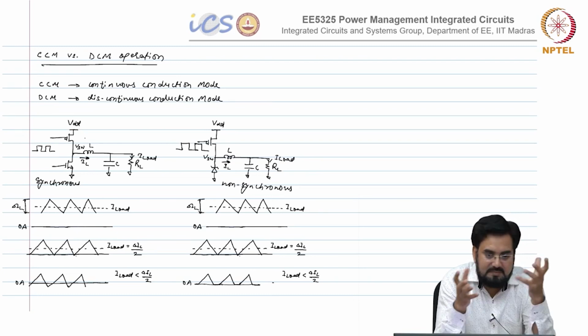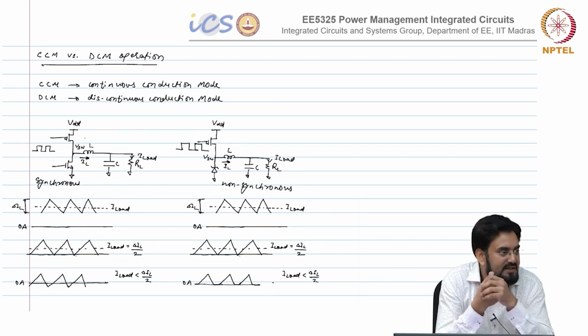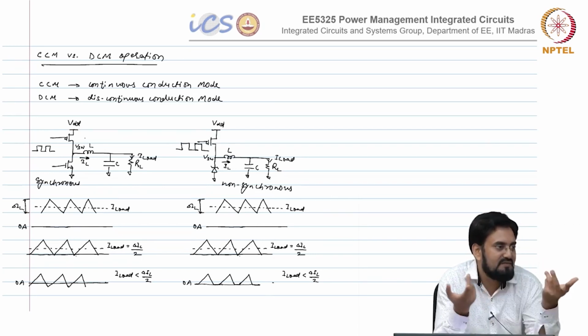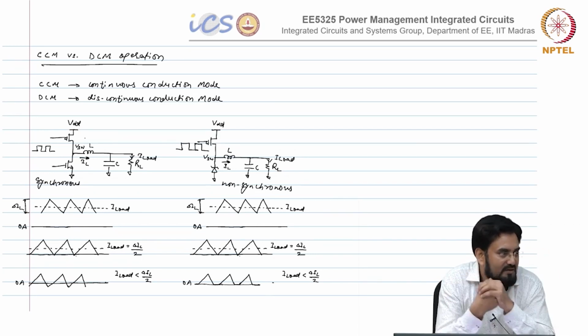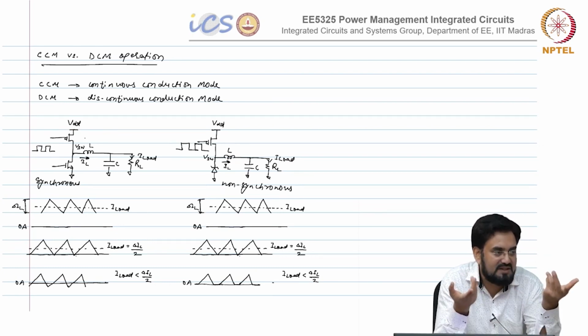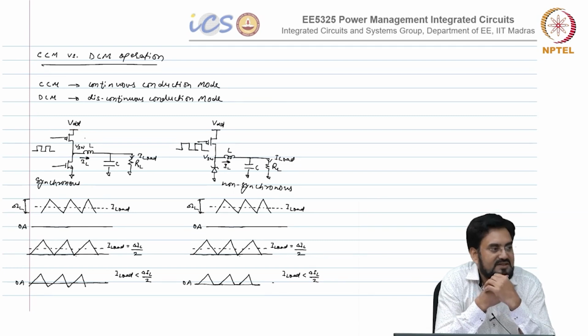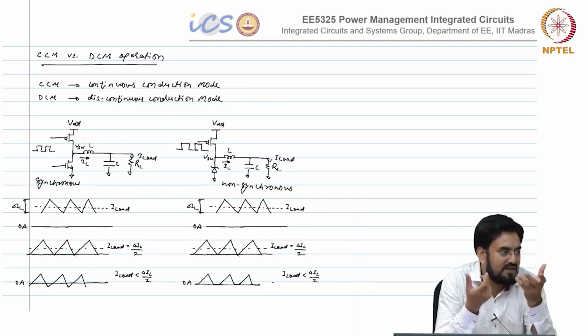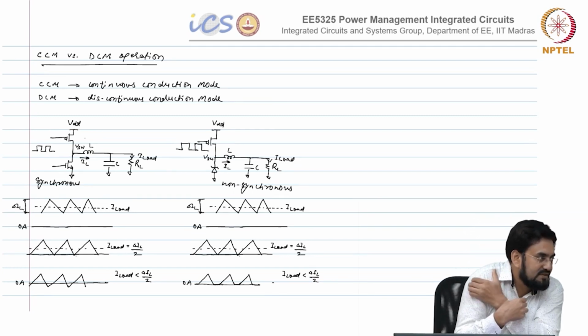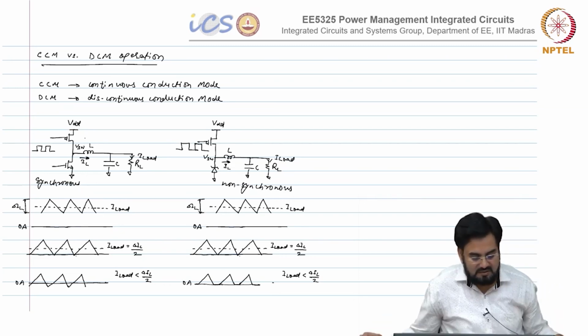And if your application cannot even afford anything below 1 megahertz, then you don't have any option. You just operate always in CCM. You don't go in DCM, and that will come at the cost of your efficiency. So there is a trade-off between noise or output ripple and efficiency in that case. Okay.